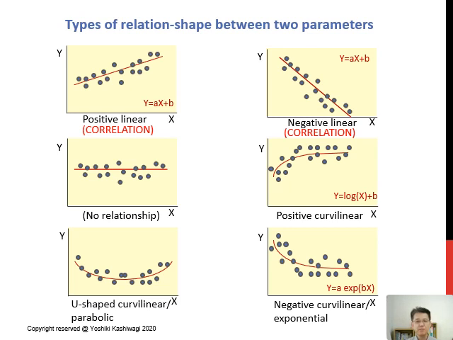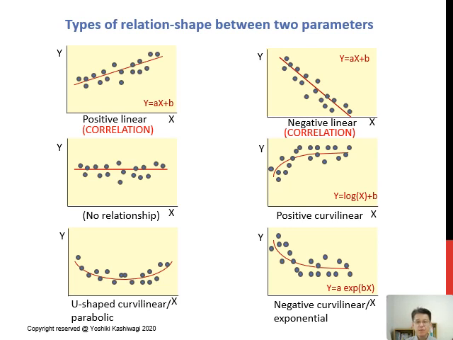For example, let's look at the chart in the middle. Left-hand side, this is an almost flat relationship. That means no relationship or no correlation. How about the right-hand side? This is not linear, not a straight line. This is a kind of curve like this. This is called a positive curvilinear, and the relationship between the y-axis and x-axis is described with a mathematical log.